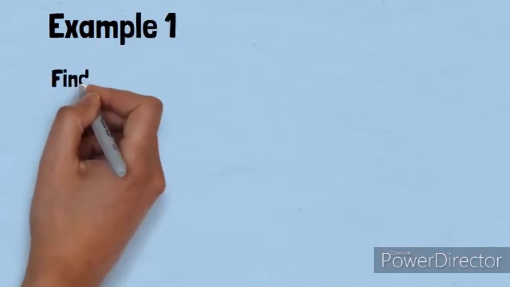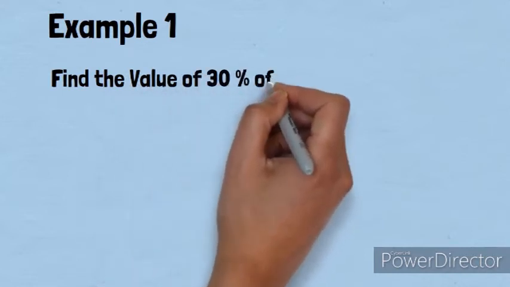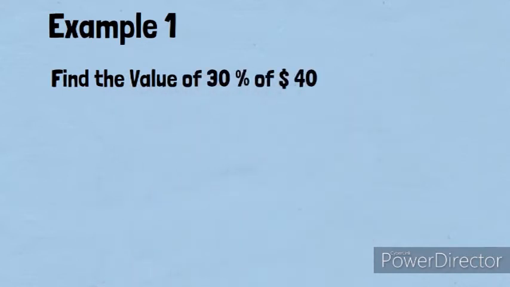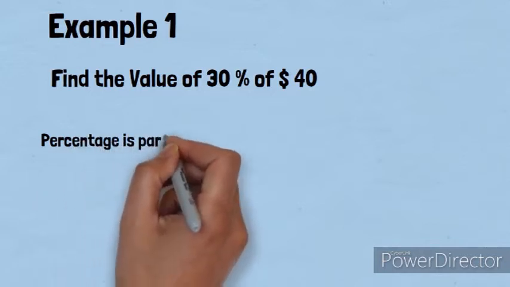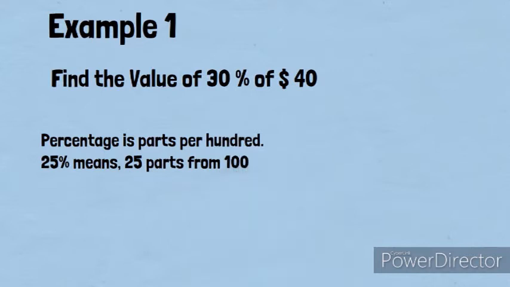Example 1. Find the value of 30% of $40. Percentage is parts per 100. So 25% means 25 parts from 100.